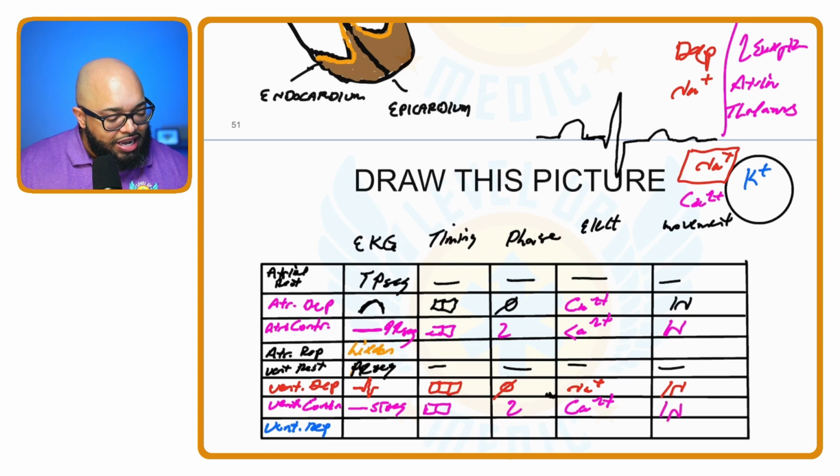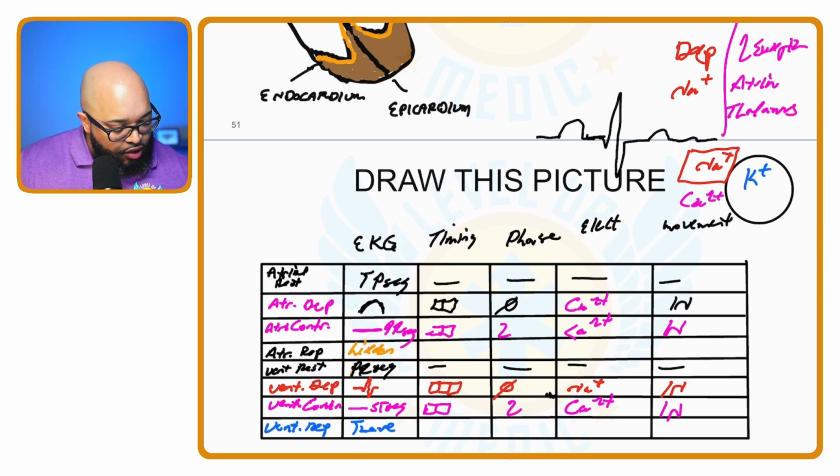Now, during repolarization of the ventricle, let's change this next one. So ventricular repolarization, the timing here, let's show you that. So after the ventricle contracts, then it repolarizes. And the repolarization is going to be the T wave. So let's write that in. That's going to be T wave.